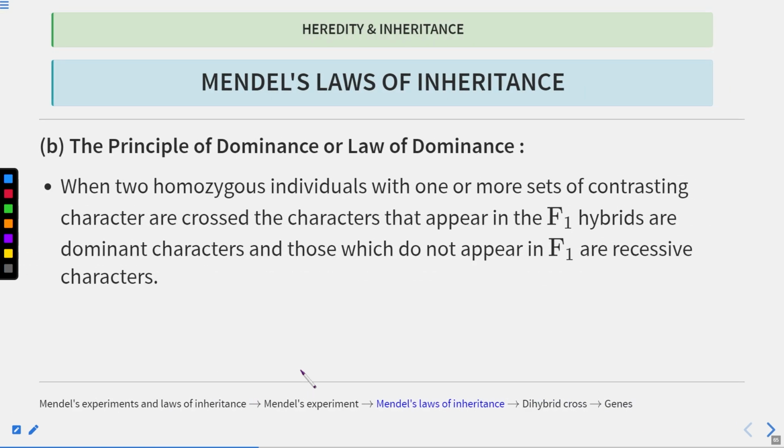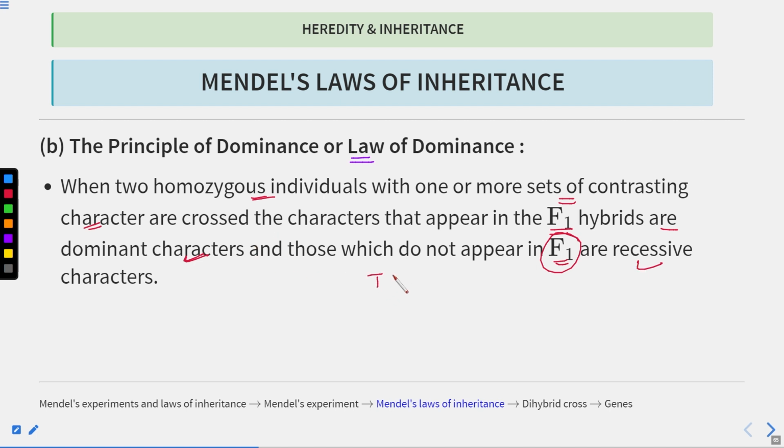Now, let's talk about the principle of dominance, also known as the law of dominance. When two homozygous individuals with one or more sets of contrasting characters are crossed, the characters that appear in the F1 hybrids are dominant characters, and those that do not appear in the F1 are the recessive characters. This is known as the law of dominance, where the character which appears in the F1 is known as the dominant character, and the character which is not expressed is known as the recessive character.